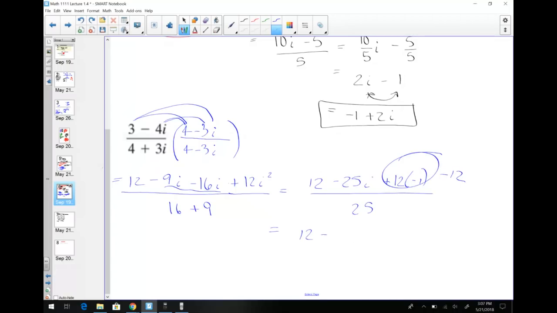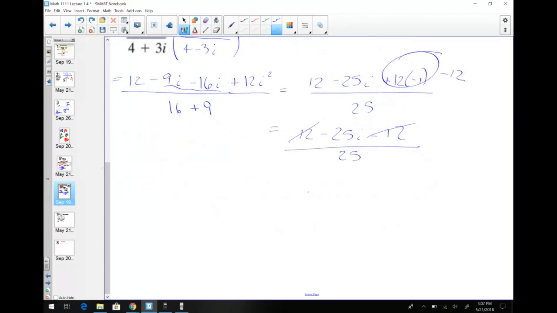So I actually have 12 minus 25i minus 12 all over 25. So this 12 and then that 12 cancel because they're on the same side of the equal sign and they have opposite signs. And so I have negative 25i divided by 25, which equals negative i. And that's it. That whole entire thing was just negative i, which we divided those through.